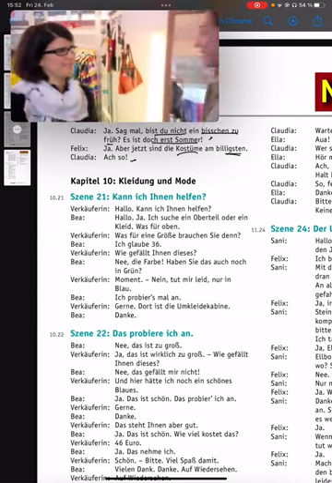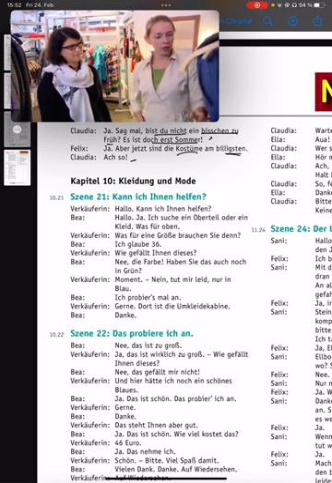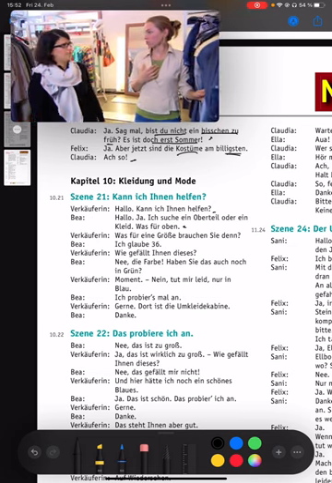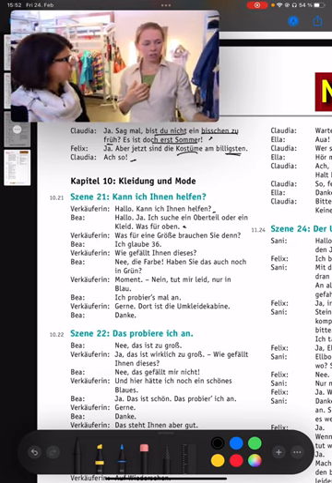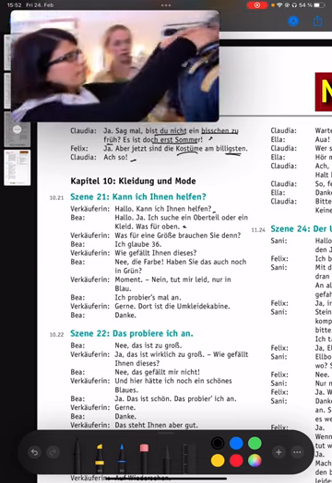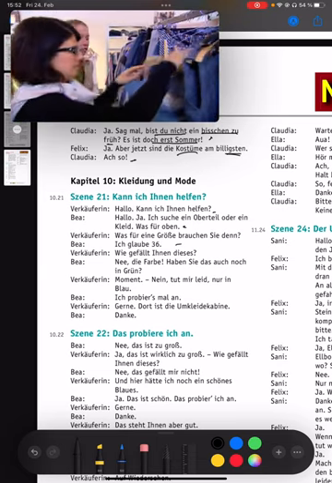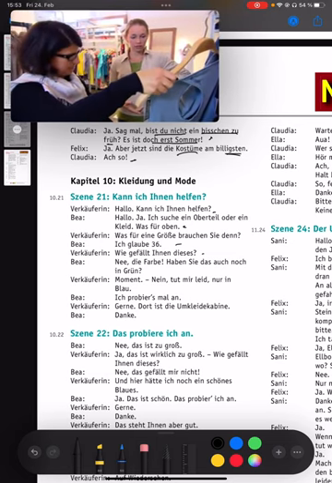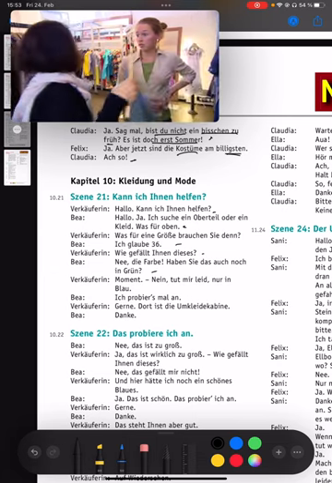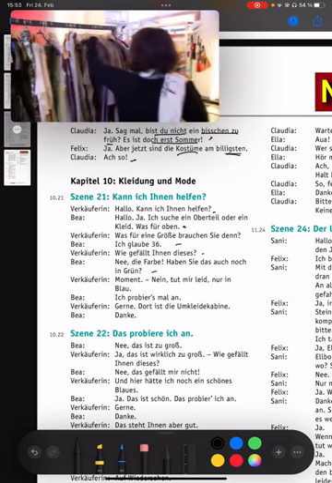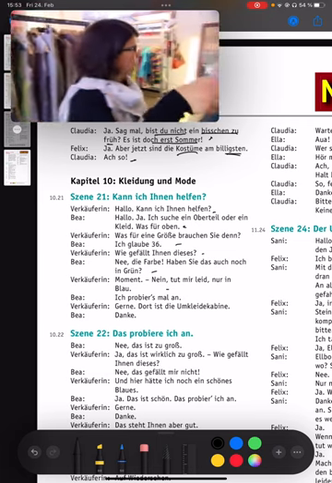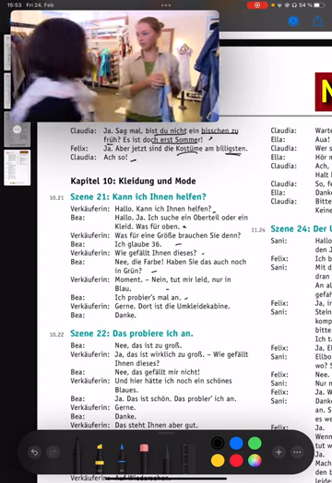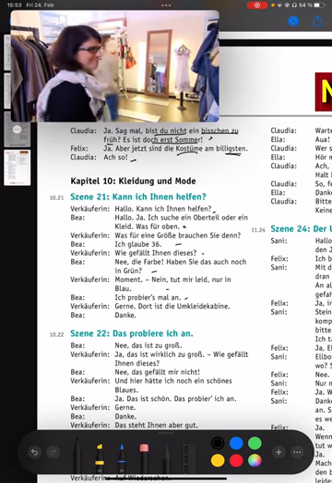Kann ich Ihnen helfen? Hallo, ja. Ich suche ein Oberteil oder ein Kleid. Was für oben? Was für Größe brauchen Sie denn? Ich glaube 36. Wie gefällt Ihnen dieses? Nee, die Farbe. Haben Sie das auch noch in grün? Moment. Nein, tut mir leid, nur in blau. Ich probier's mal an. Gerne, dort ist die Umkleidekabine. Danke.